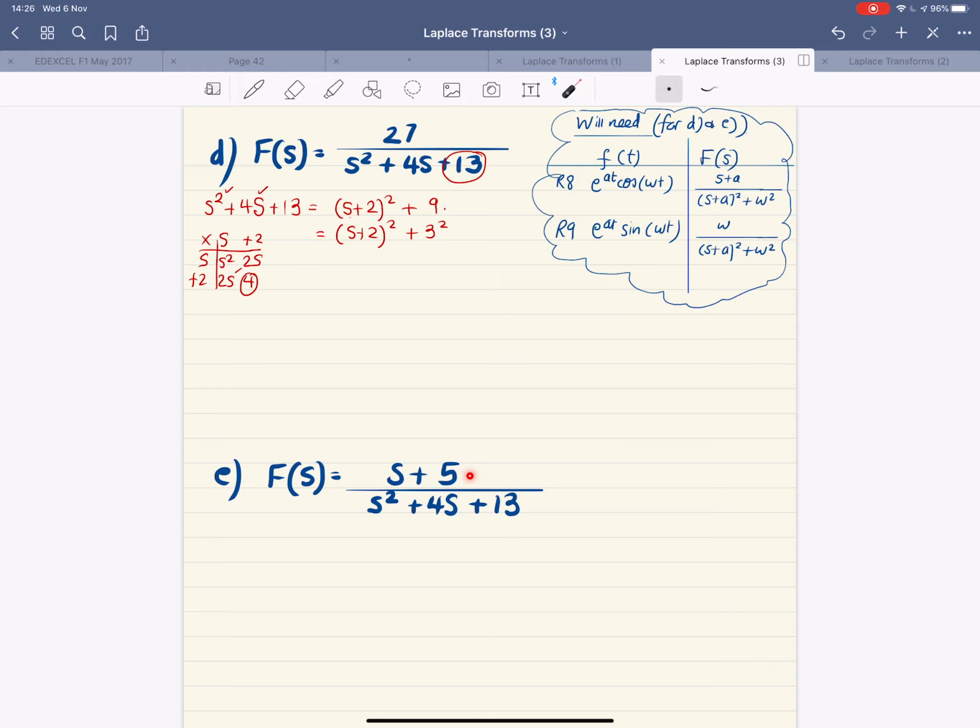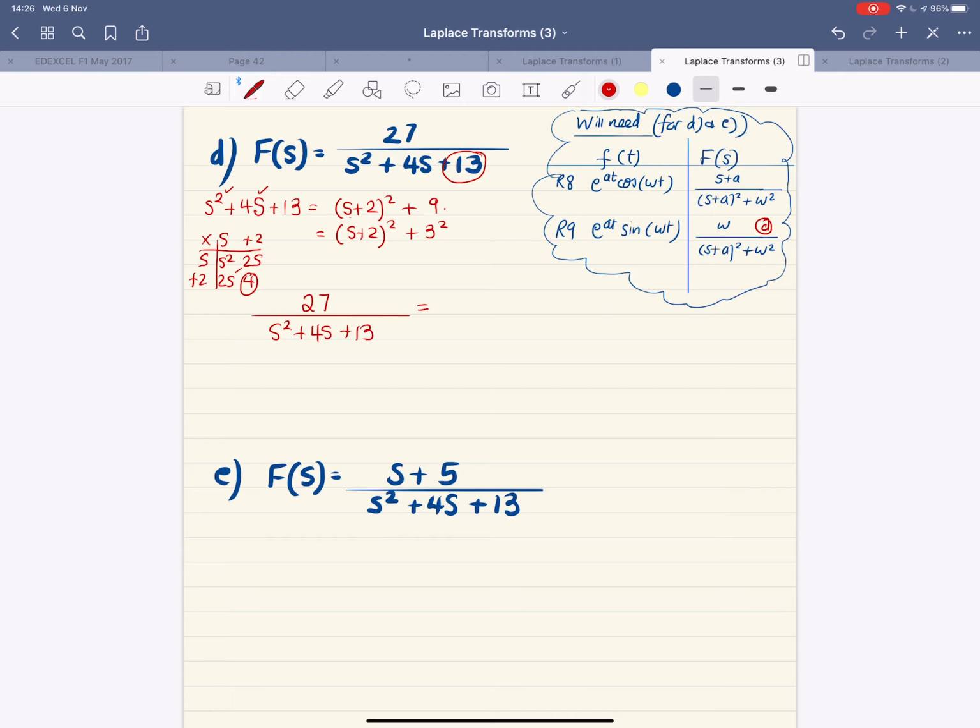This one will come up in the other one, for part E, because there we've got an s on the top. So we definitely want this one for part D. So it's this one for D, and our omega is 3. So if we put all this together, we've got 27 divided by s squared plus 4s plus 13.